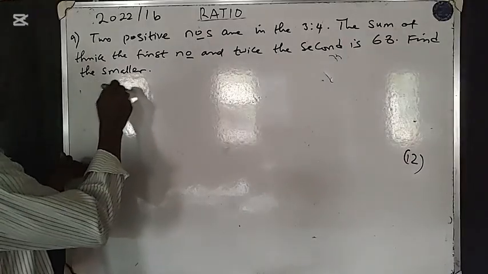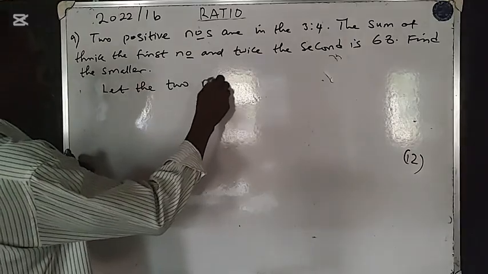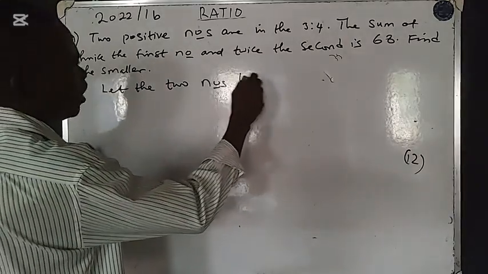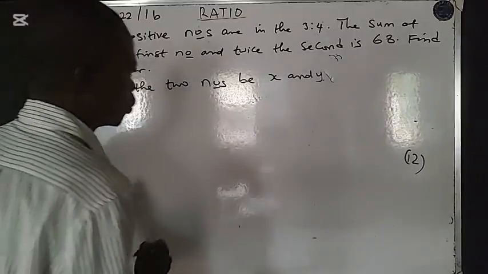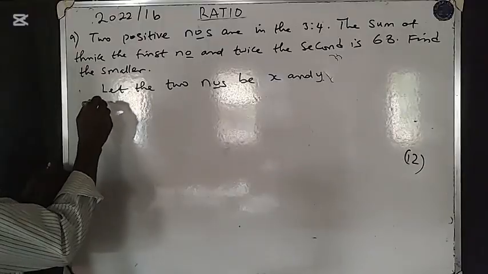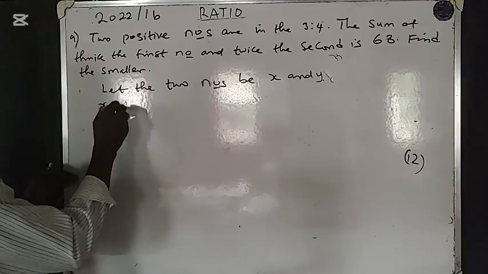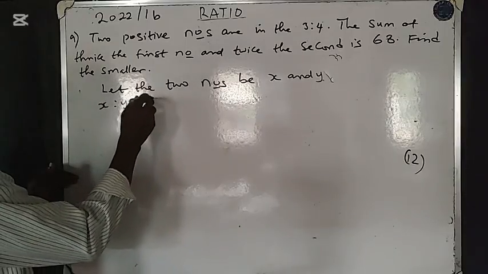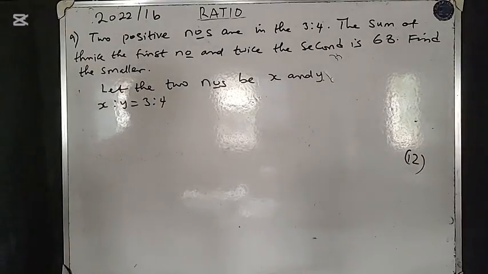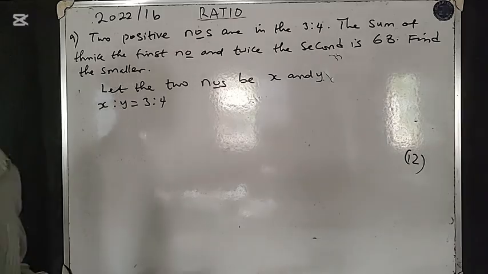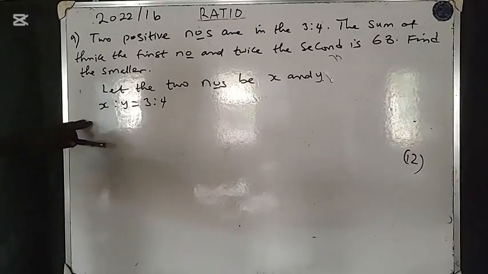Let the two numbers be x and y. So x ratio y equals 3:4, right? X ratio y equals what? 3:4. This is an equation, right?